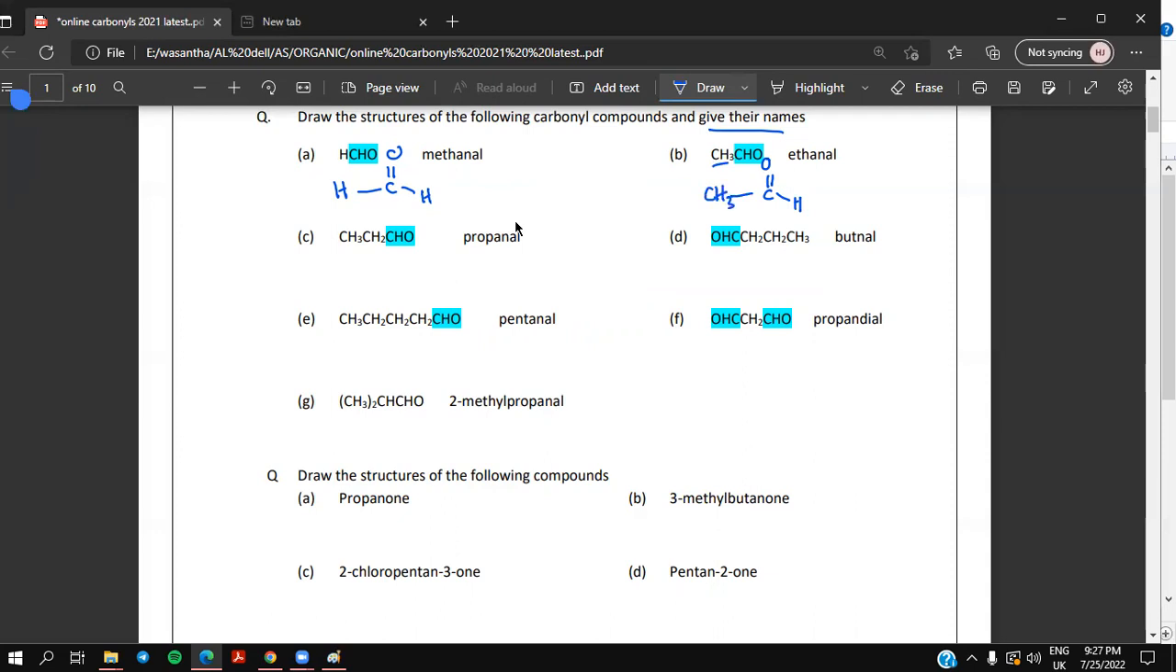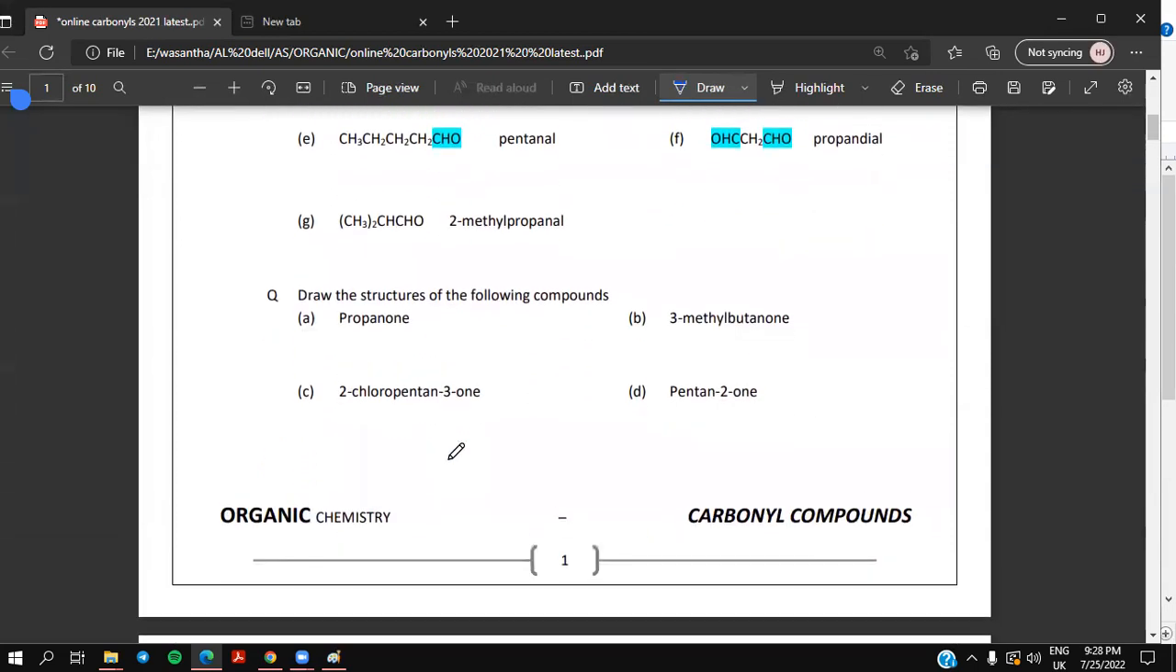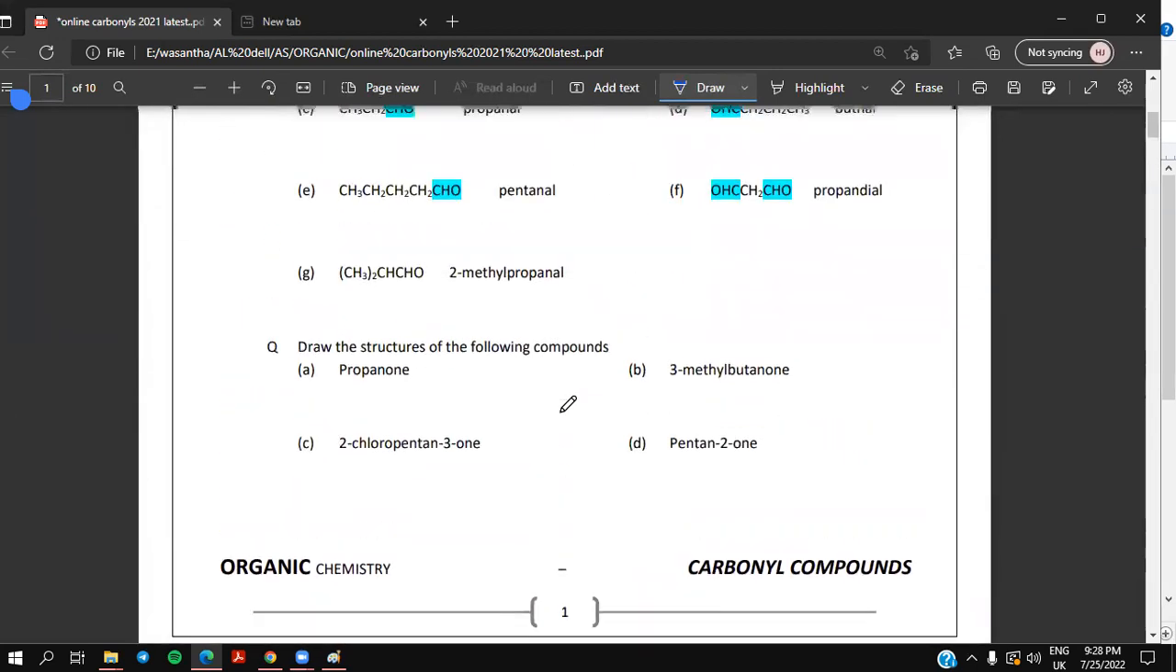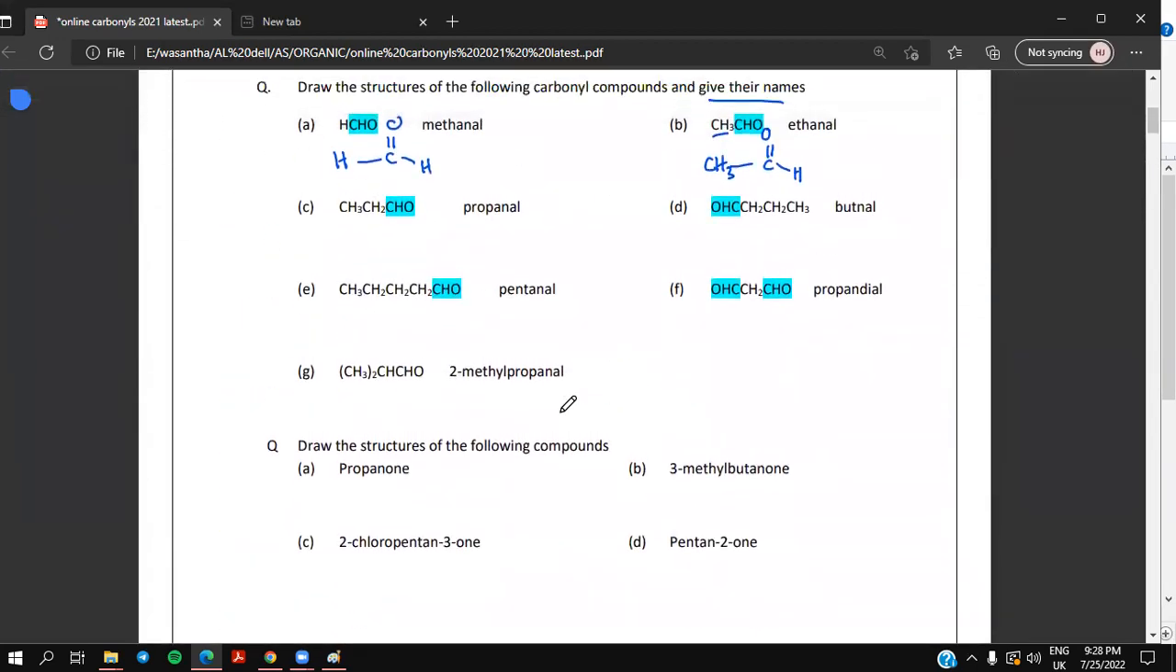Likewise, draw the 1, 2, 3, 4, 5. And then afterwards, draw the structure of the following compounds. There are 4. Do this work now, please.